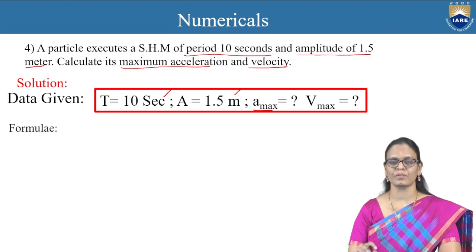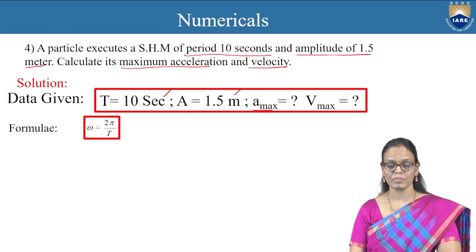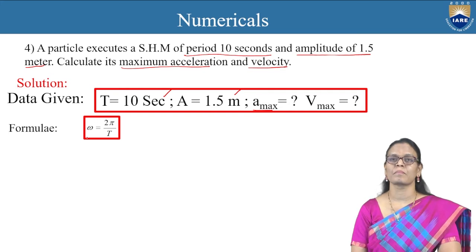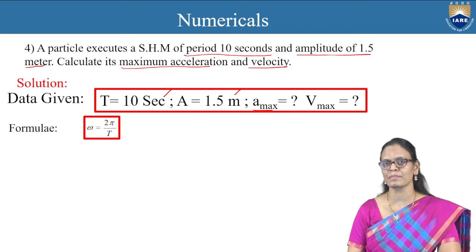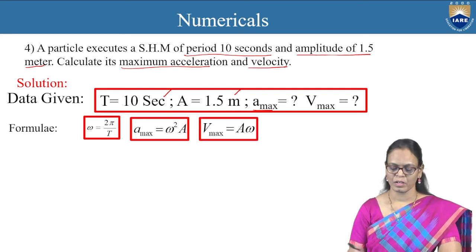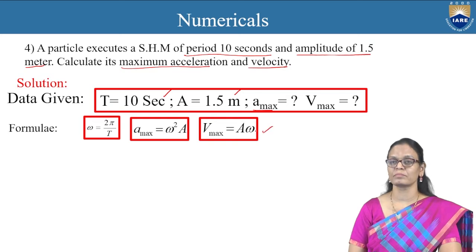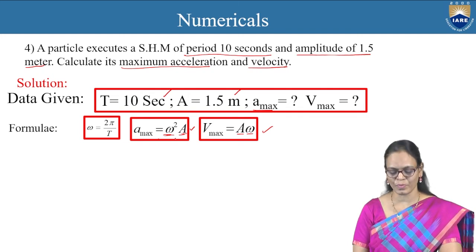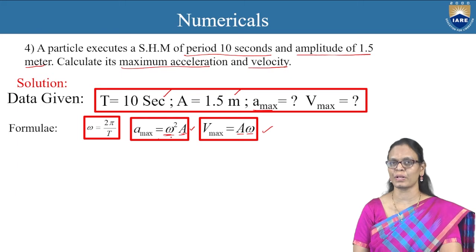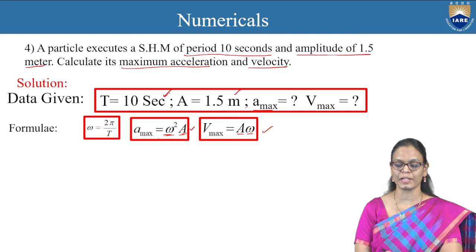So what is the formula we are going to use? First we have to find omega. Because to find A max and V max, what is the formula for V max? V max is equal to A omega. And A max is equal to omega square A. So A is given, but we have to first find omega. In both the cases, for V max as well as A max, we need omega. Omega is the angular frequency, which is given by 2 pi by T. We are going to use this formula because the time period is given.